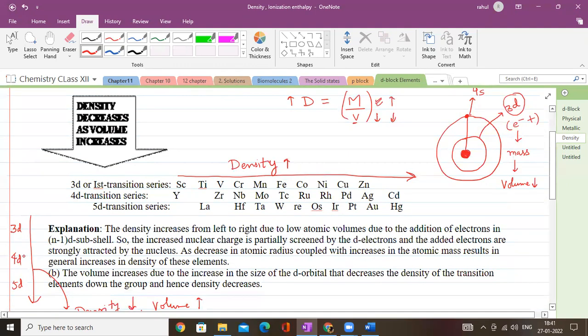But when you go from 3D to 4D, 4D to 5D, the volume increases. Volume increases means density will decrease. That's it. This is the concept.